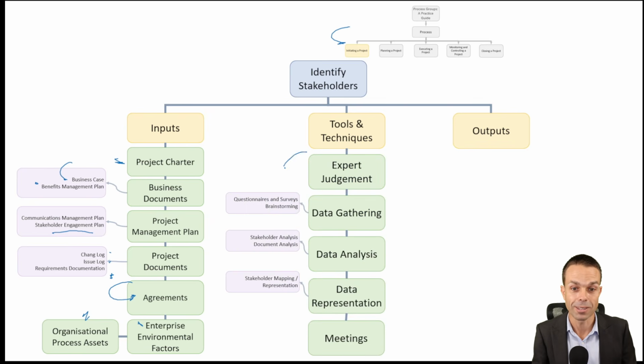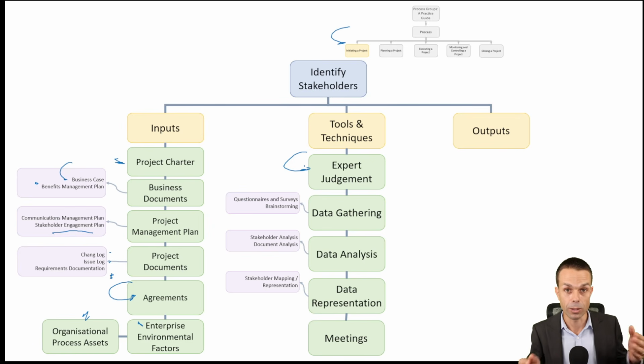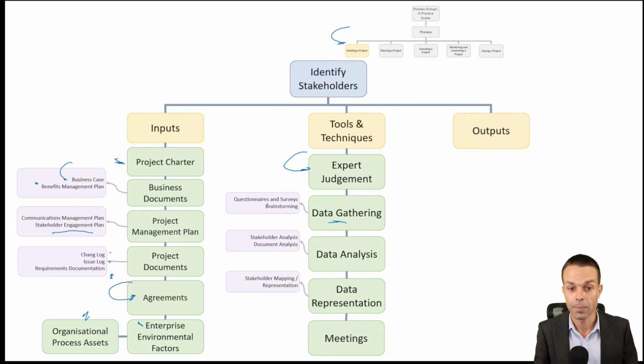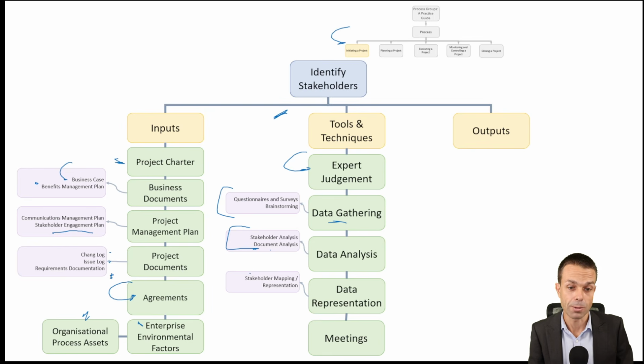As always, we're going to need expert judgment from people within the business. Who knows who? Maybe we need them to give us an idea of the stakeholders that we need on our project. We need to gather data with questionnaires and surveys to identify stakeholders, stakeholder analysis and document analysis, and data representation. We need stakeholder mapping and representation.